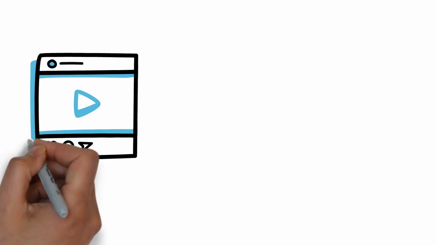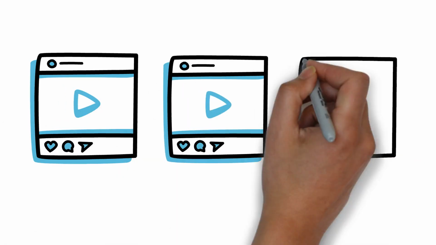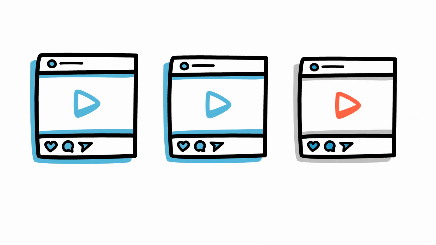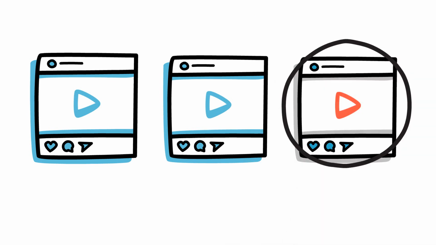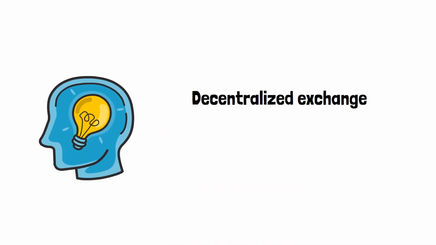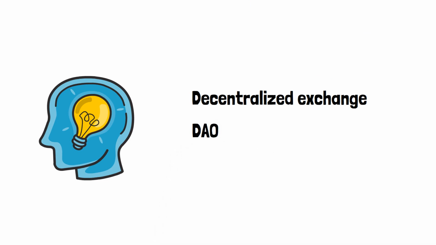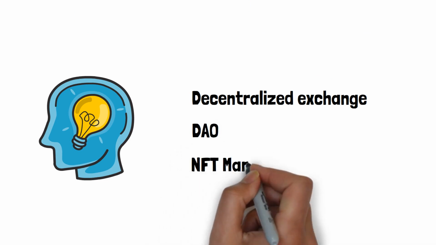Once you define your positioning, the next step is to build your portfolio of projects to demonstrate your skills. Quality is better than quantity. It's better to focus on one very good project instead of several mediocre ones. Here are a few ideas. A decentralized exchange to buy and sell tokens. A DAO, which is basically a community with a bank account on the blockchain. An NFT marketplace to buy and sell NFTs.